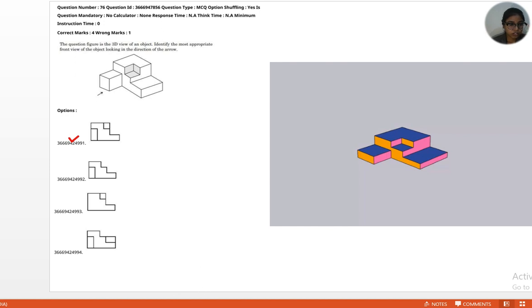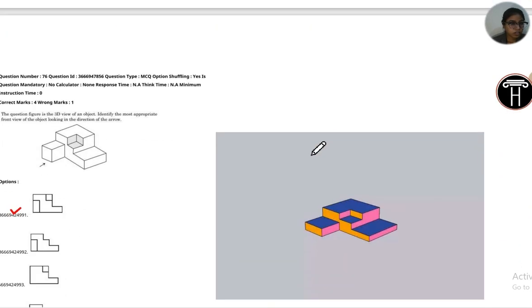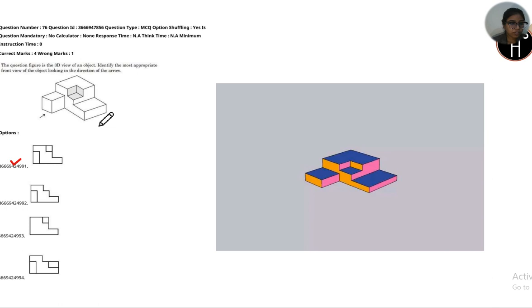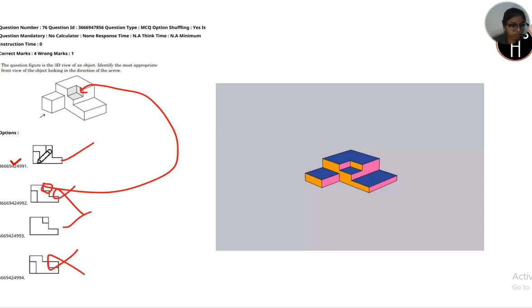Next question is, also you have to look in the direction of the arrow. So the A, B, C and D differ with this. They are not symbolizing this part. So that's why B is wrong. D is also wrong. We are left with A and C.